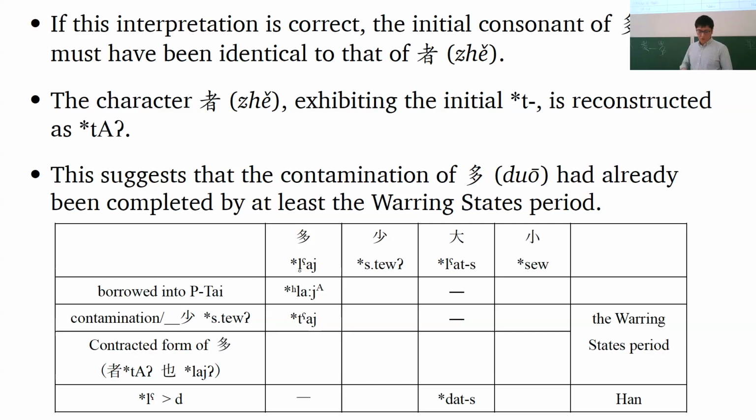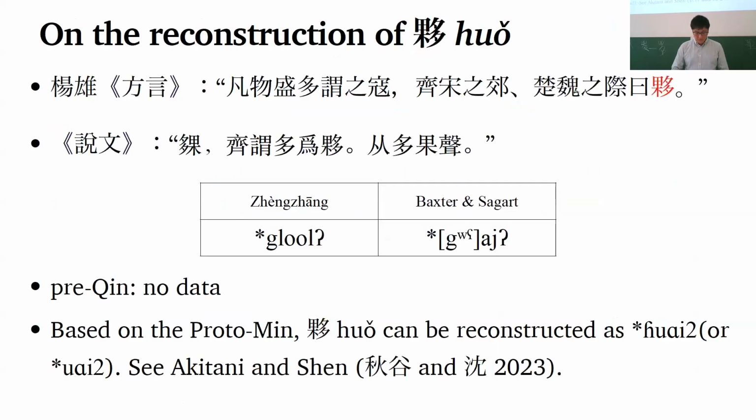So here's a kind of chronology. I reconstruct the word for duo with a voiced L, and borrow it into Proto-Chinese, and then contamination happened. So duo was contaminated by shao, changed to T in the Warring States period, and then there is an example of the contracted form of duo. And then that changed from L to D in the Han Dynasty. So I don't know whether I'm correct or not, but this is a new idea about that.